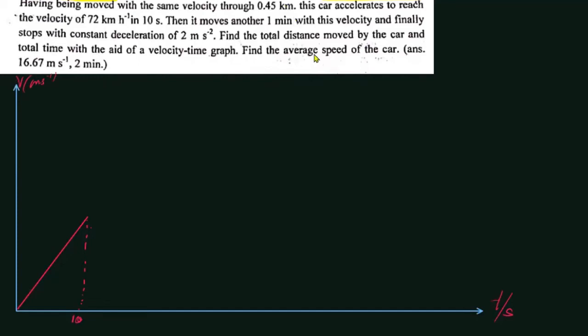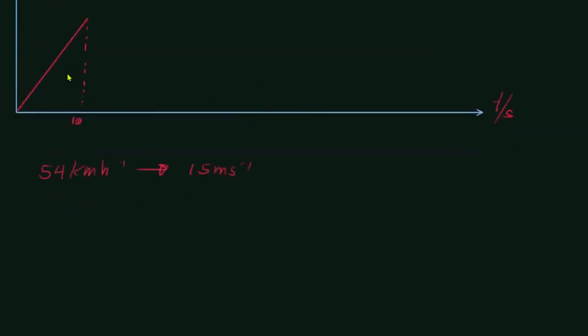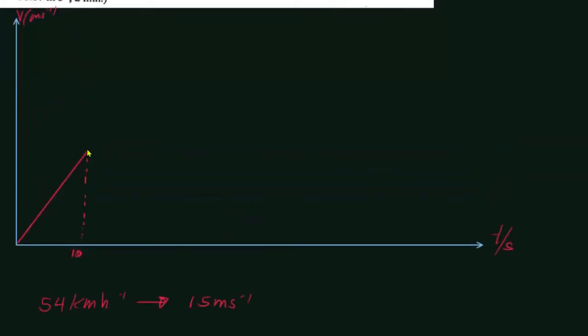We also need to see that 54 kilometers per hour in meters per second is what? It's going to be 15 meters per second. Do the calculation properly. So it's going to be 15 meters per second, so we will consider this to be 15.